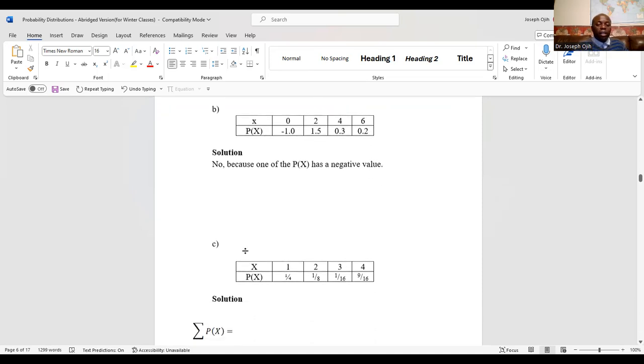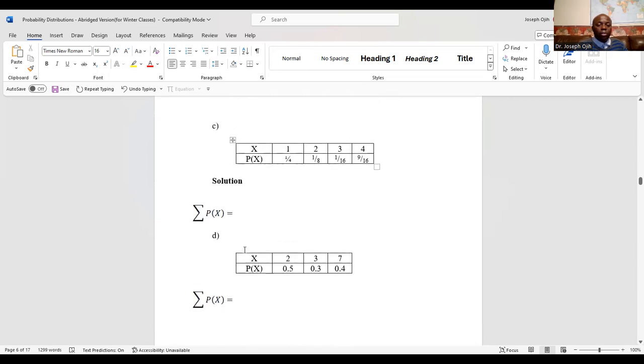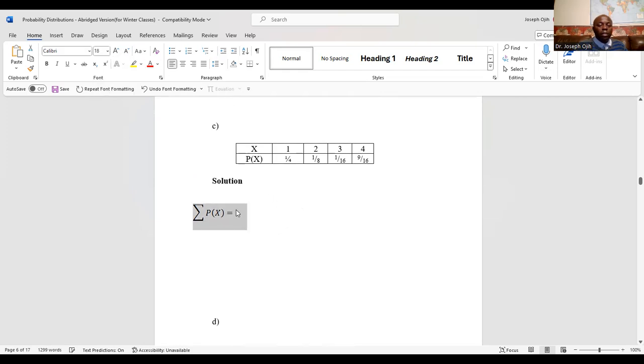Okay, that answers that. Now look at the third one. It says, is this a probability distribution? We don't know. We find out by doing the sum. So we're going to have the sum equal to, I want to add all the px's.